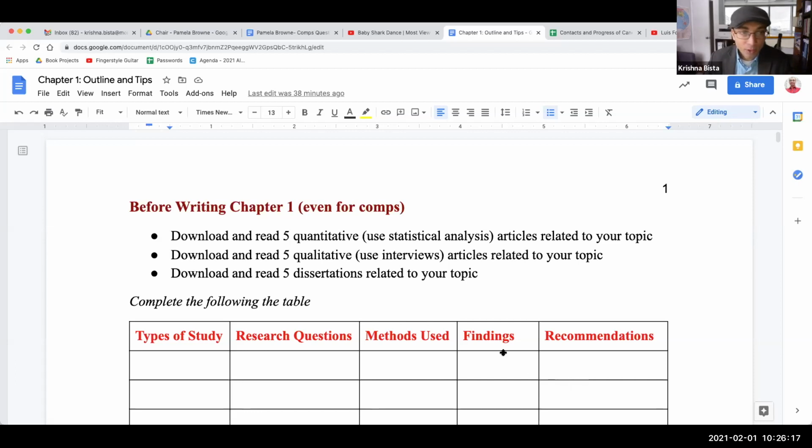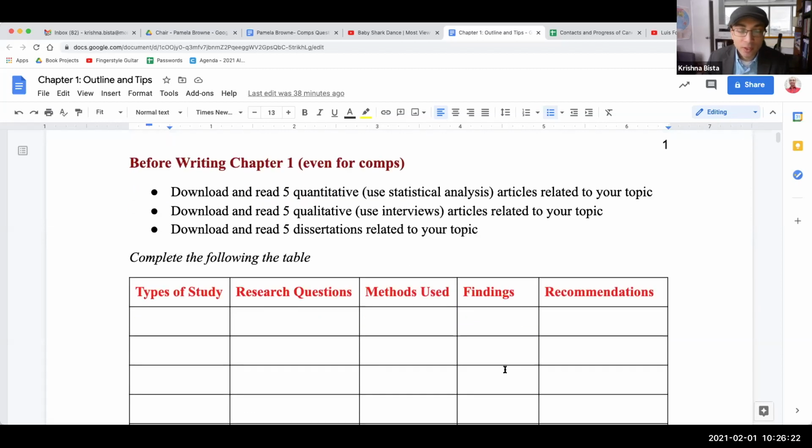All right, that's the plan before you start writing your comps or chapter 1. And Georgina has been doing this for many years.